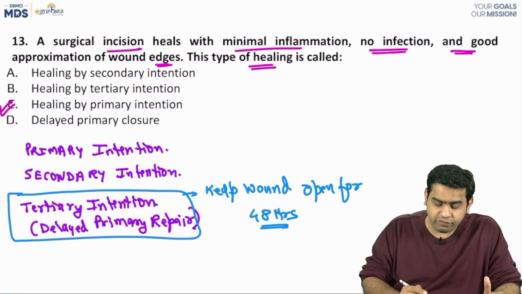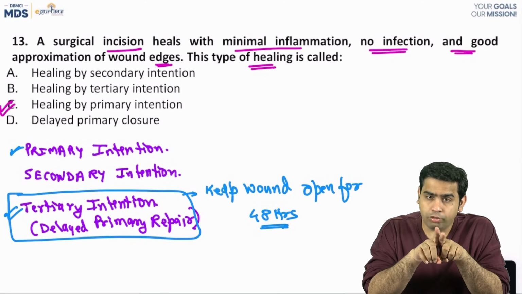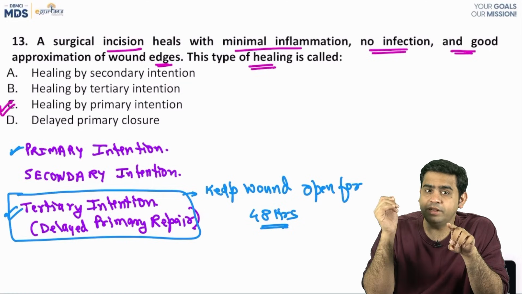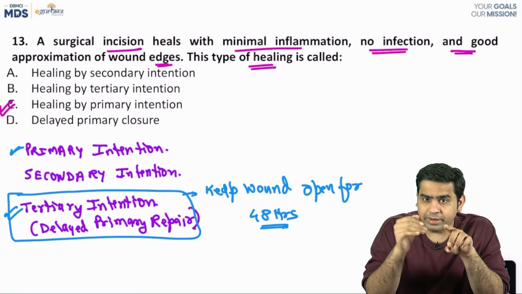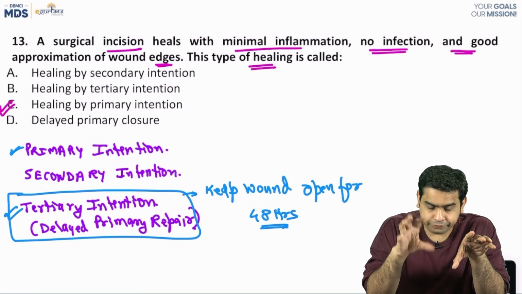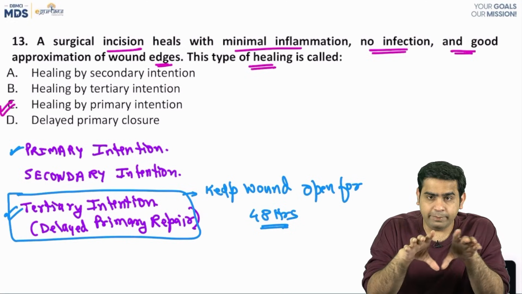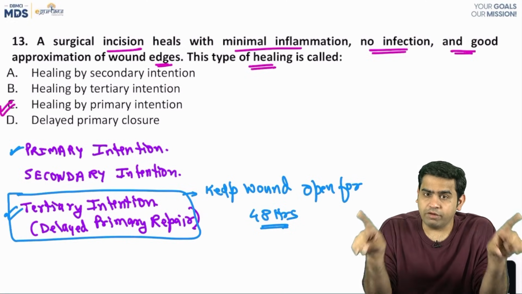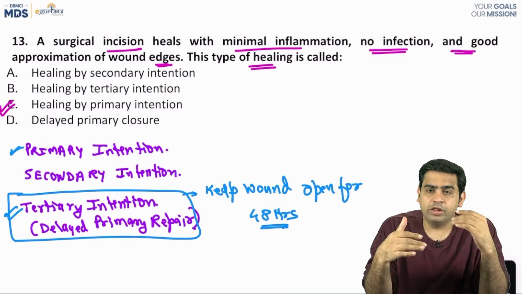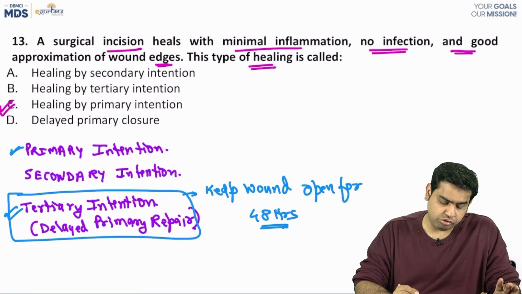So the difference between the primary intention and the tertiary intention is, in both, the edges of the wound are brought together, but in the primary intention it is brought immediately. In the tertiary intention, or the delayed primary repair, you continue with the dressing and the antibiotics for, let's say, 48 to 72 hours, and after that you bring the two edges together. That is what is called a delayed primary intention. Understood? I hope you have understood this point.